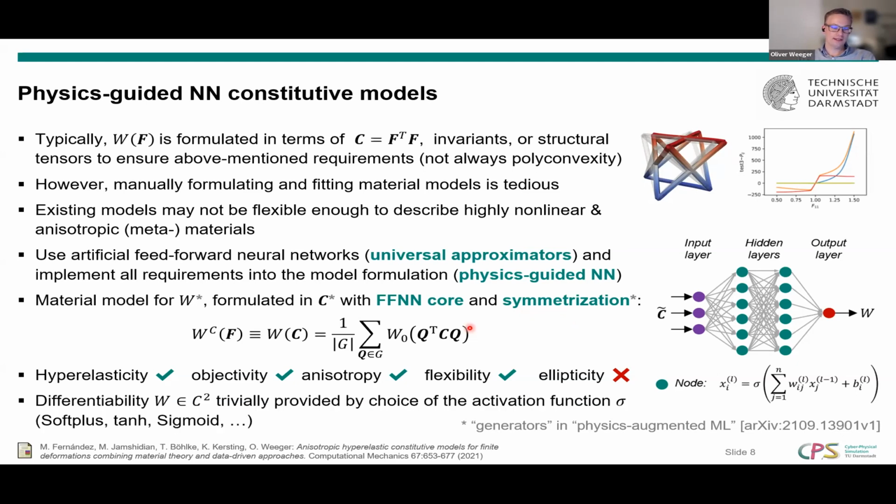And in this case, if we formulate the material model in terms of the strain energy W, then we need to be able to take the first derivative, of course, in order to compute the stress, which is what we ultimately want. But for finite elements, it needs to be twice continuously differentiable, because we also need the second derivative for the elasticity tensor. And for neural networks, this is kind of trivial, because we just have to choose the activation function as twice continuously differentiable, which is the case for many common activation functions like softplus, the tangent hyperbolic function, or the sigmoid function.